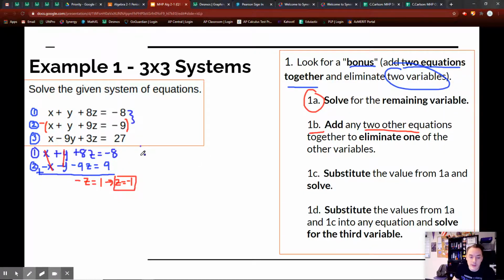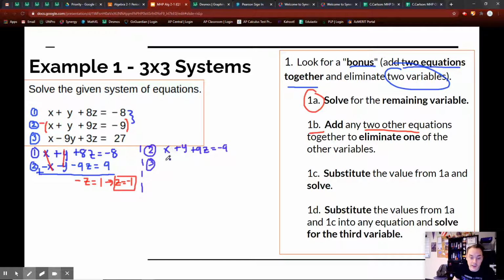So here's what I'm going to do. I'm going to do 2 and 3. There's more than one way to do this. Like, as one of my geometry teachers once said, there's more than one way to skin a cat. And oddly, that's kind of scarily true. You know, we can skin a cat many ways. So I'm going to just leave 2 the same. So plus y and then plus 9z equals negative 9.